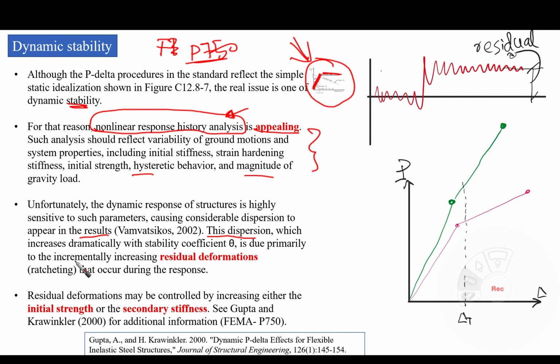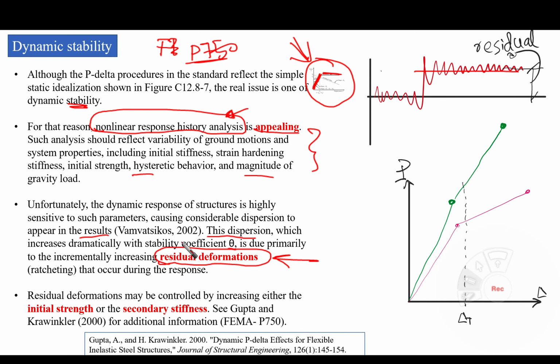The dispersion, which increases dramatically with the stability coefficient theta, is due primarily to the incrementally increasing residual deformation. Yes, this is the point that I want to highlight. It seems that residual drift is going to be your main criterion for judging whether or not this structure is going to have significant residual drift. Based on this, you can judge whether the structure is okay or not okay for nonlinear time history analysis.